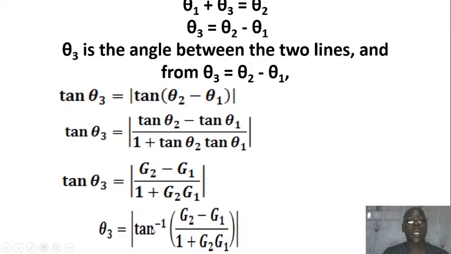We take the arc tangent of the resulting expression in order to get our theta 3, which is the angle between the two lines. So this is the formula with which you can find the angle between two intersecting lines. And to find the angle means you must know the gradients of the respective lines in question.